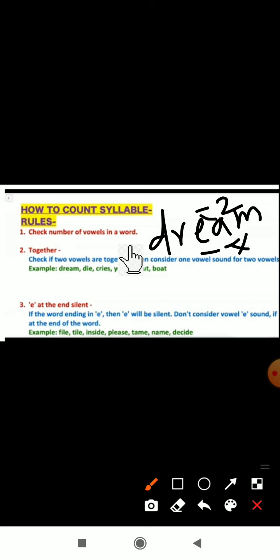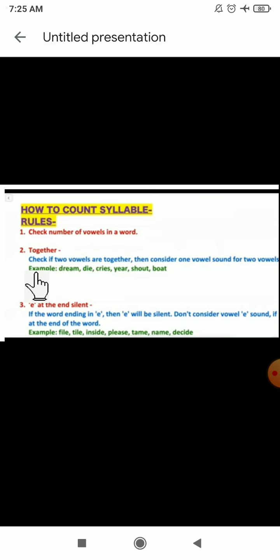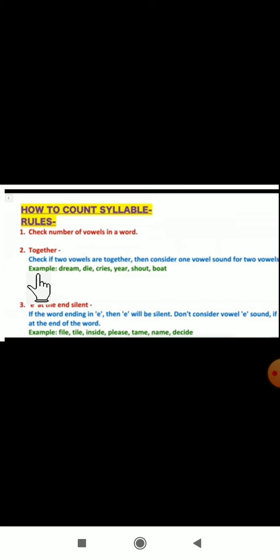It is wrong. Why? Because the second rule is, see, what is our second rule? Second rule, together. Together means what? Check if 2 vowels are together, then consider one vowel sound for 2 vowels. So, what we have to do, if 2 vowels are together in the word, at that time we have to consider only one vowel. Got it? They both are together, one vowel. So, here the first rule is clear.